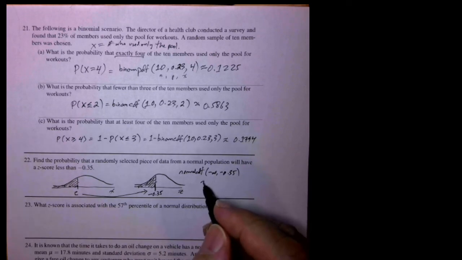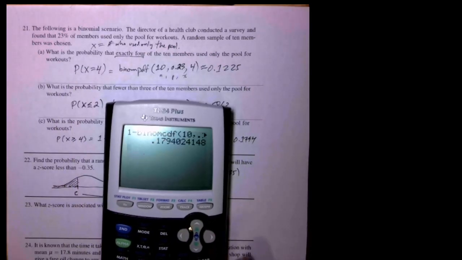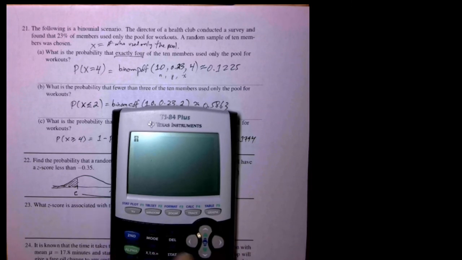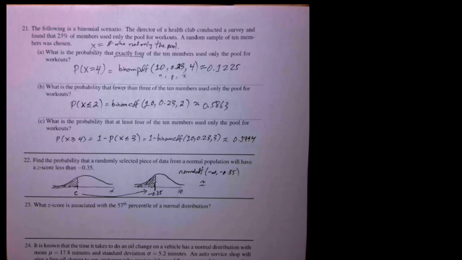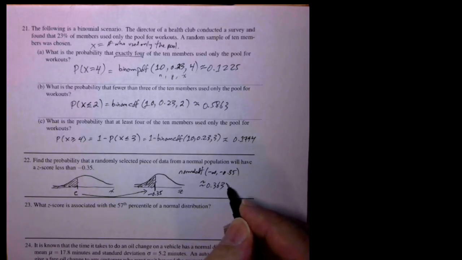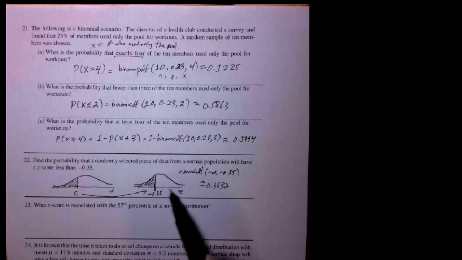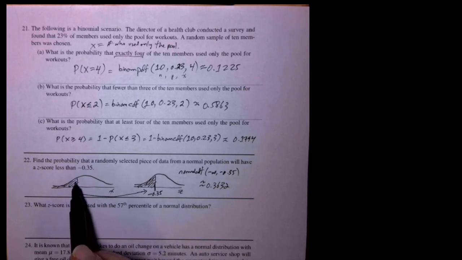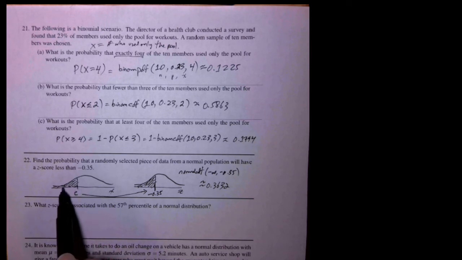Okay, so let's just do that. Normal CDF of minus, of course I have to use this version of infinity, and then minus 0.35. It's about 0.3632. That's the probability that if you chose a value from the z-axis under the z distribution at random, you'd get one less than negative 0.35. So that needs to be the probability of choosing an x value that's to the left of this number c that maps over to negative 0.35.